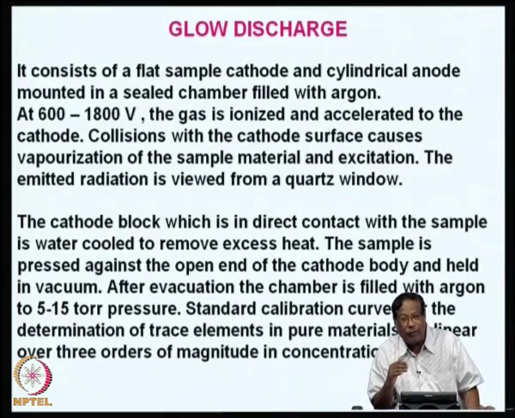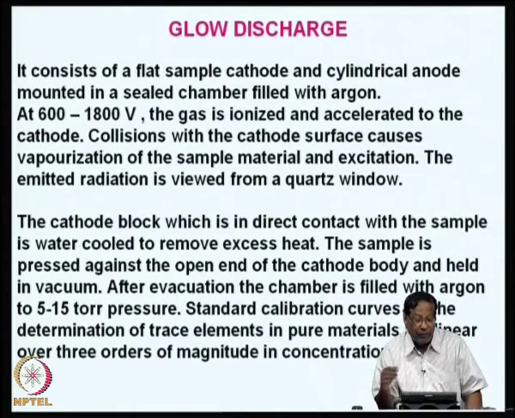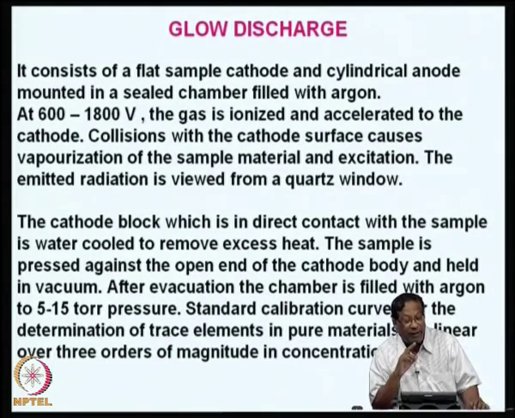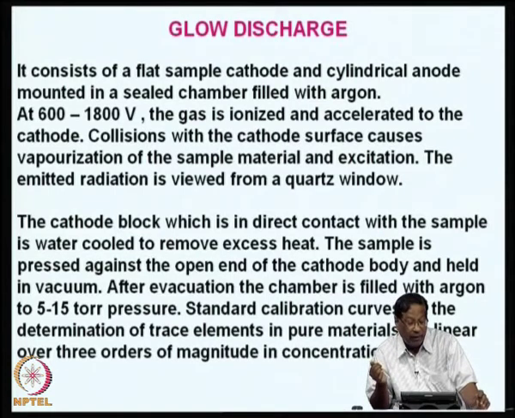Once the excitation follows, emission has to follow. So, the emitted radiation is again viewed through a quartz window. The cathode block, which is in direct contact with the sample, is water cooled to remove excess heat. The sample is pressed against the open end of the cathode body and held in the vacuum. After evacuation, the chamber is filled with argon to 5 to 15 torr pressure.